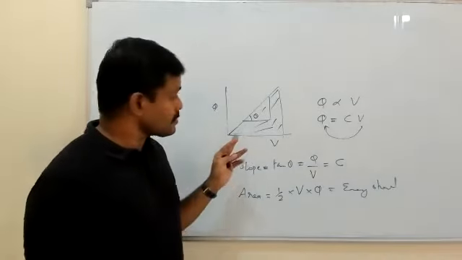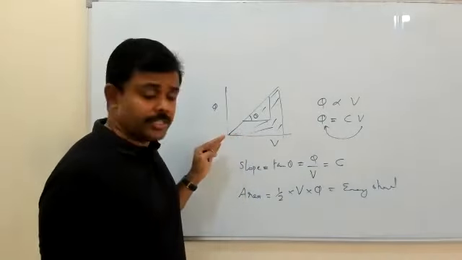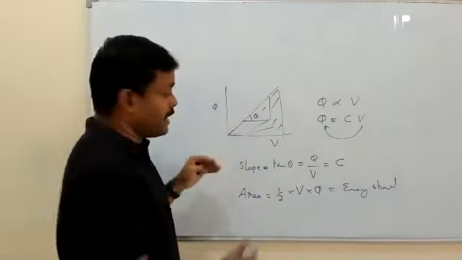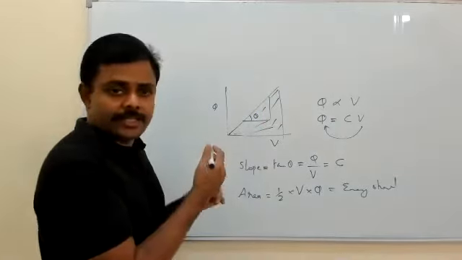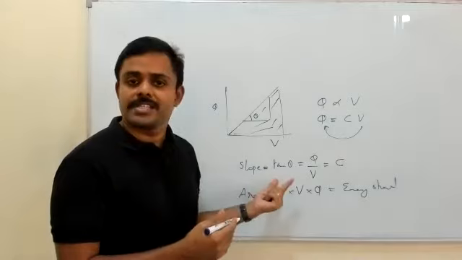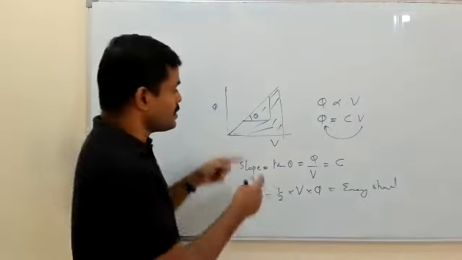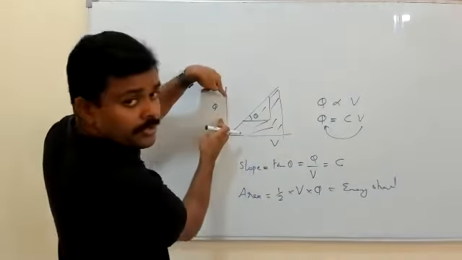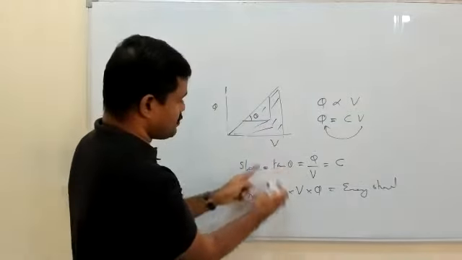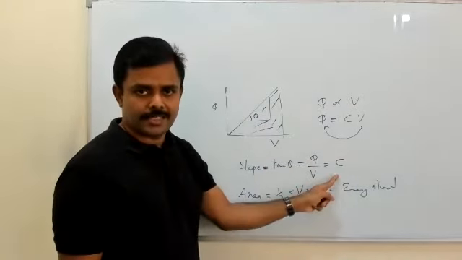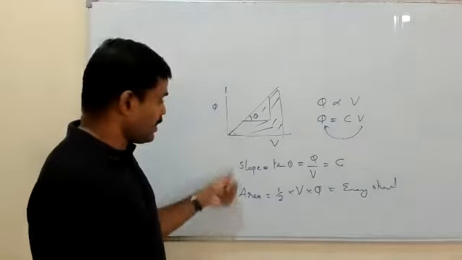If you draw the graph, it is a straight line. I take a small triangle somewhere here and then take the slope. The slope of the graph is tan theta. Tan theta is the opposite side, that is Q, by the adjacent side, that is V. Q by V is capacitance.